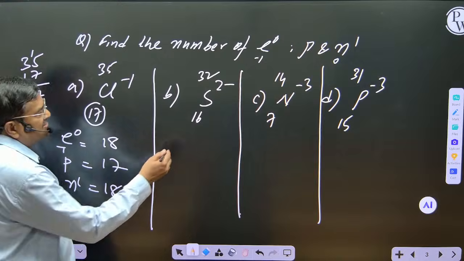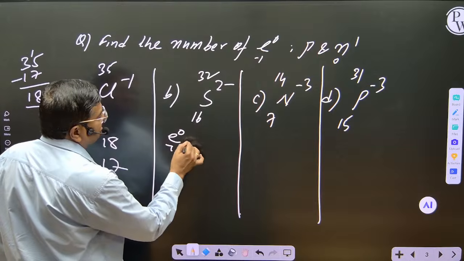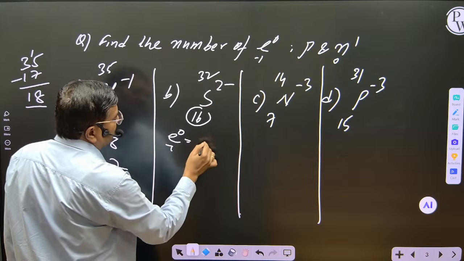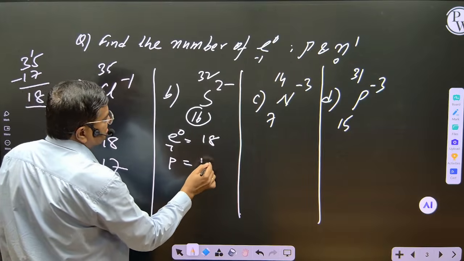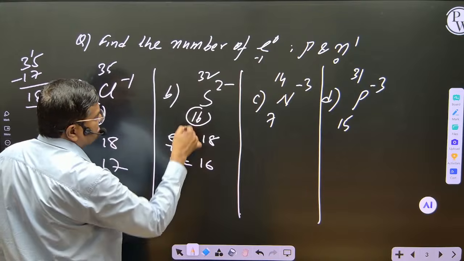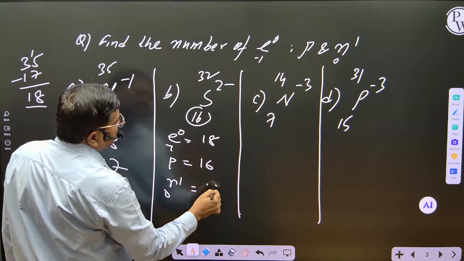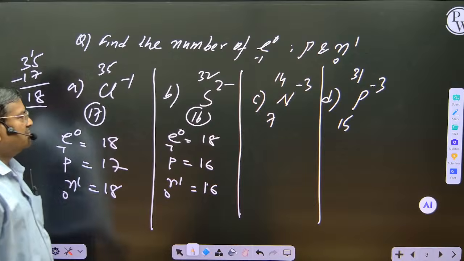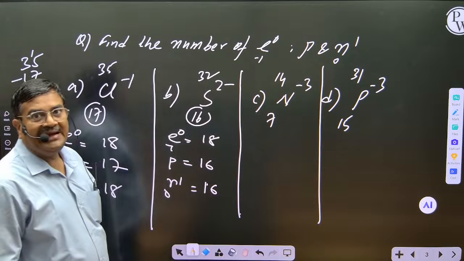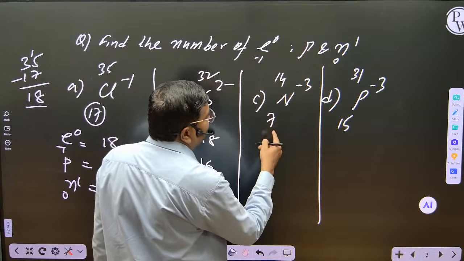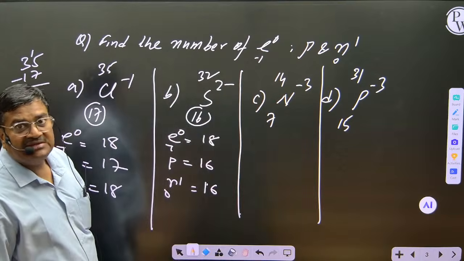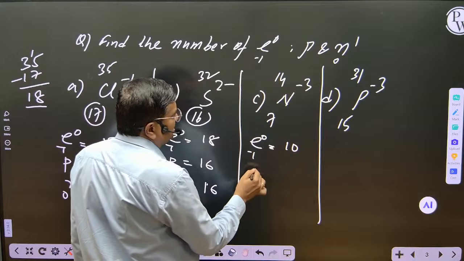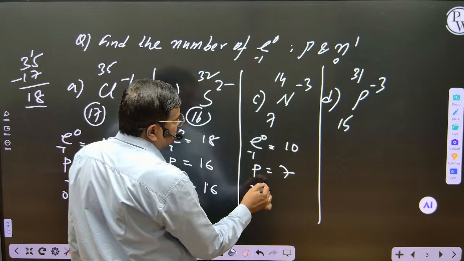Now find in the case of the sulfide ion. Here in the sulfide ion, how many electrons will be there? 16 gained 2, so I have to add 2: 18. Protons no change, 16. Neutrons will be 32 minus 16, that is 16. 16 will be neutrons. Now find the number of electron, proton, neutron in the nitride ion. What is this ion called? Nitride. It has gained 3. So how many electrons do you consider? 7 gained 3: 10. Protons no change, 7. Neutrons will be 7.